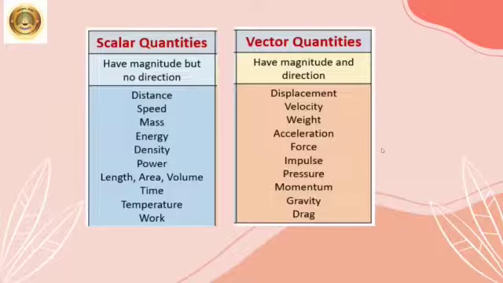Now this is a list of scalar and vector quantities. Scalar quantities have magnitude but no direction, whereas vector quantities have both magnitude and direction.